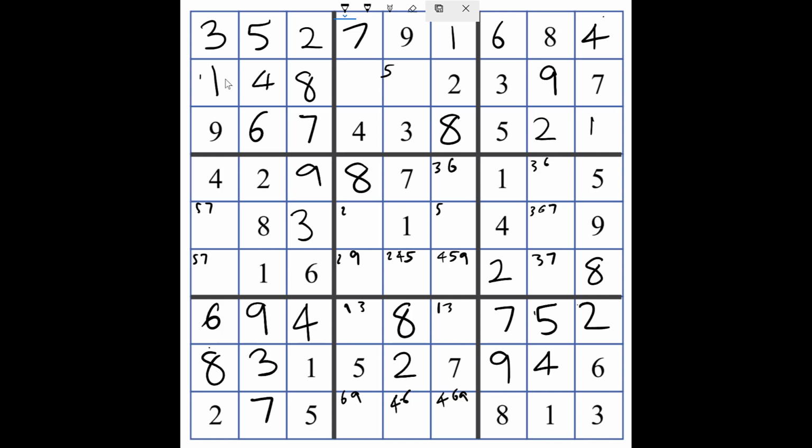Let's look at this row. The numbers 5 and 6 are missing. Well, there's a 5 here. So that's got to be a 5. And that's got to then be a 6. Okay, where else have we got some small gaps?